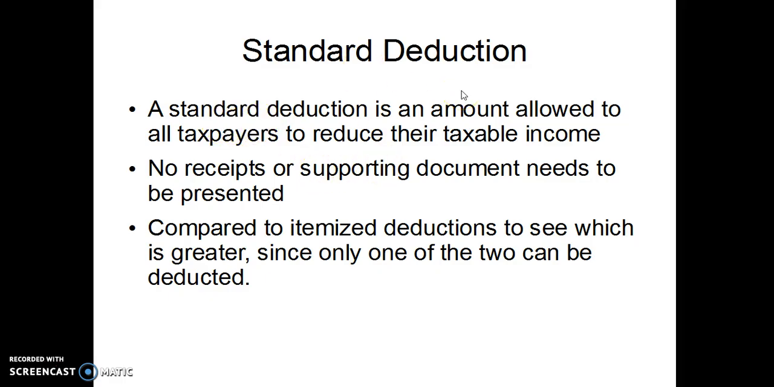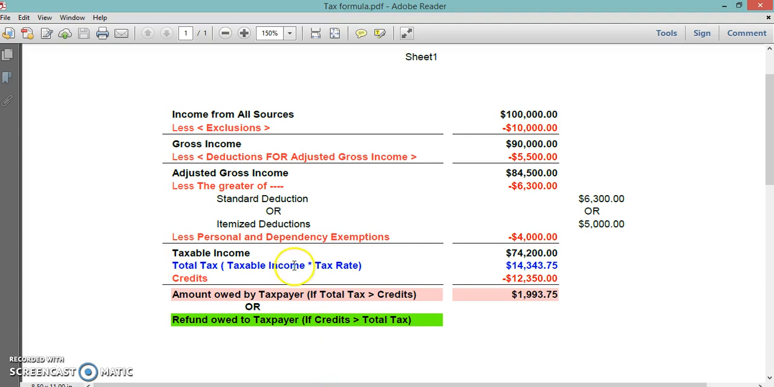A standard deduction is an amount allowed to all taxpayers to reduce their taxable income. Now, as the name implies, it's standard. Everyone gets it. It's not something that you have to present receipts for or supporting documentation for, as compared to the itemized deduction.